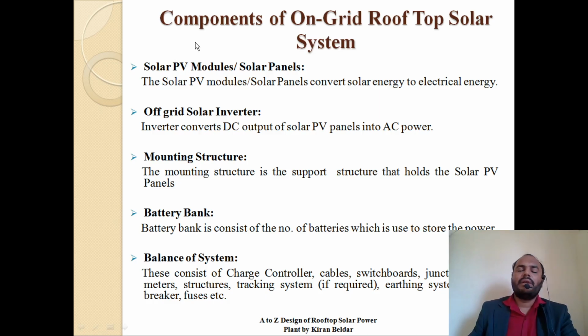Now we will see one by one the components used in the off-grid type of solar system. Solar PV module, solar panels. The solar PV modules, solar panels, convert solar energy to electrical energy. Off-grid solar inverter. The inverter converts DC output from solar PV panels into AC power.